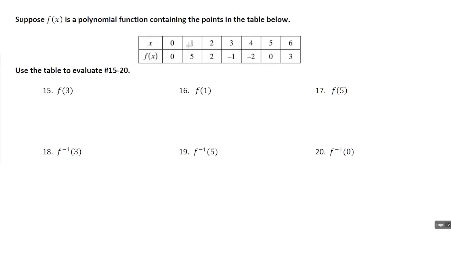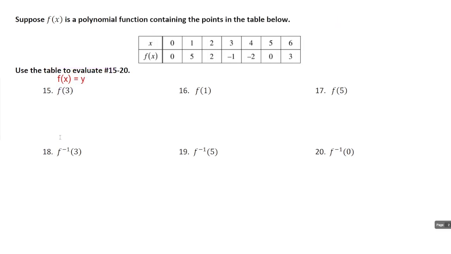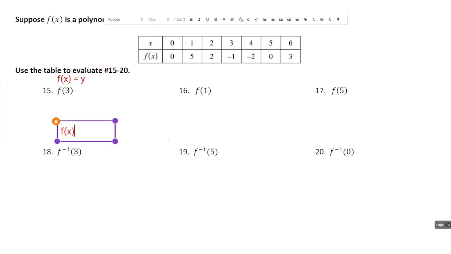So f of 3, I'm going to be looking for where x is 3. So this is my x. One way of thinking about this is that f of x equals y. Okay, so we got our x and our y. And then for my inverse, one way to think about this is f inverse of y equals x. Okay. So hopefully this will help you figure out what values you should be looking for.